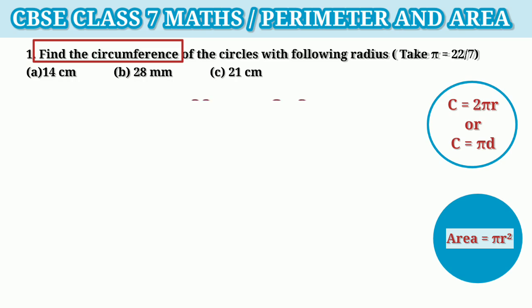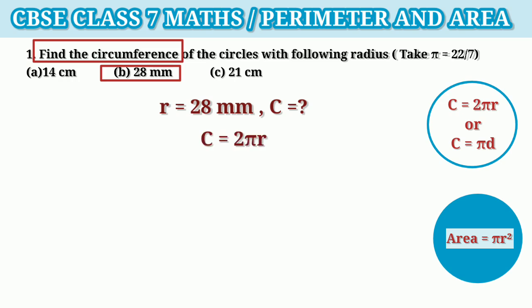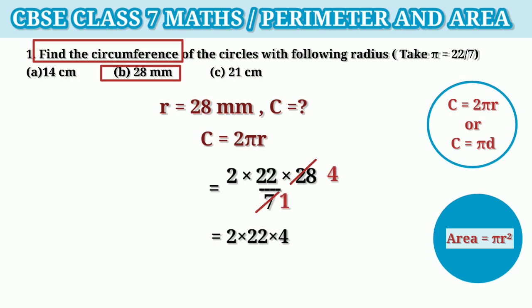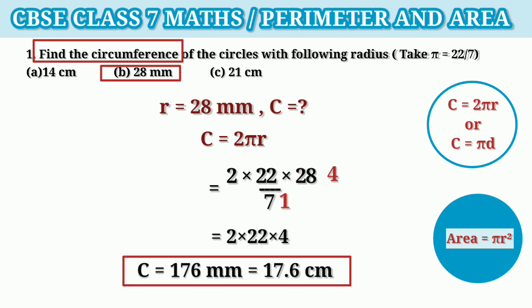In sub question B, the radius given is 28 millimeter. We have to find the circumference and the formula will be C equals 2 pi r. We will substitute the values of pi and radius. We have circumference equals 2 into 22/7 into 28. 7 and 28 both come in 7's table, so they can be cancelled. 7 ones are 7 and 7 fours are 28. We will multiply the remaining numbers, that is 2 into 22 into 4, which comes to 176 millimeter. So the circumference of the circle is 176 millimeter or 17.6 centimeter.